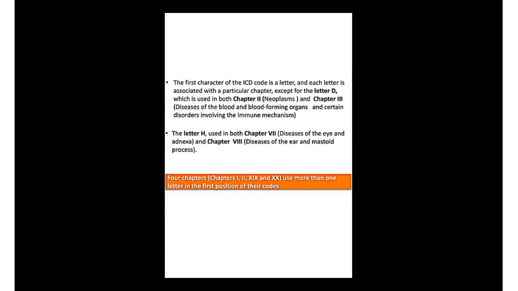Okay. H is used in both chapters, chapter 7 also and chapter 8 also. So H chapter 7 में disease of eye and adnexa represent करता है, but in chapter 8 diseases of ear and mastoid process.